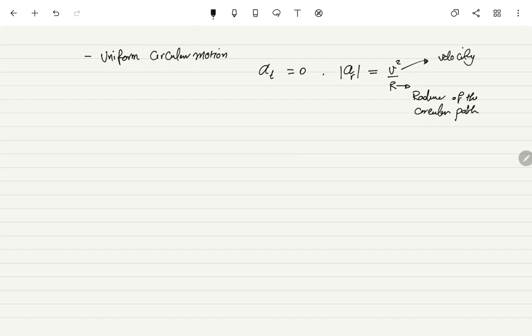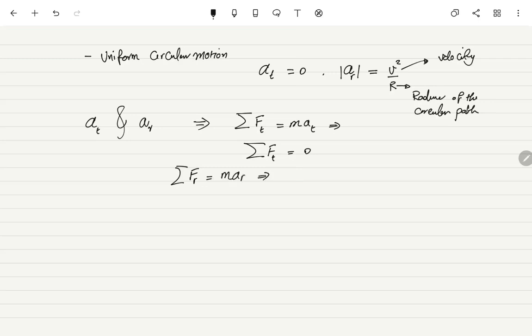Since we have two types of acceleration, tangential and radial, we will have two types of forces. For the tangential direction, the sum of all forces equals m a tangential, which in this case is 0. But for the radial direction, the sum of all forces in the radial direction is equal to m a radial, which in this case equals m v squared over r.